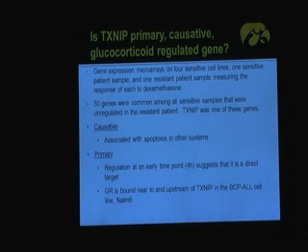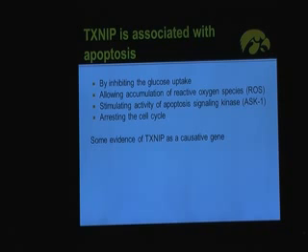In addition to being regulated at an early time point, we found that GR is bound near an upstream region of the TXNIP gene in the BCP-ALL cell line NALM6. There's also some evidence that TXNIP is associated with apoptosis in other systems by inhibiting glucose uptake, allowing the accumulation of reactive oxygen species, stimulating the activity of apoptosis signaling kinase, and arresting the cell cycle. These are some evidence which show that TXNIP could be a positive gene.